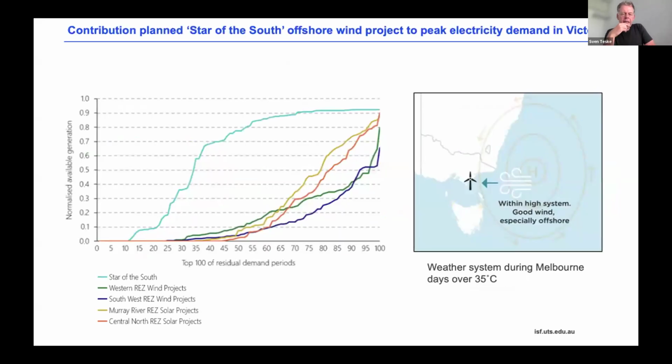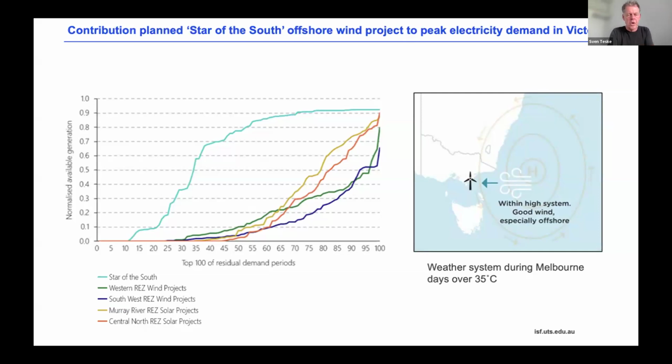So that is taken from an analysis we haven't done. That's from the project developer itself. That's from the Star of the South. You see the wind turbine symbol there on the right. So that's basically in the Bass Strait, so between Victoria and Tasmania. And that's also the furthest developed project currently in Australia.